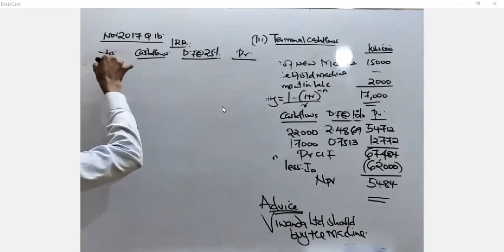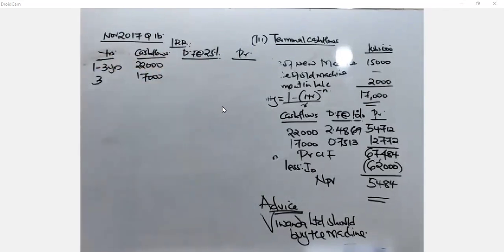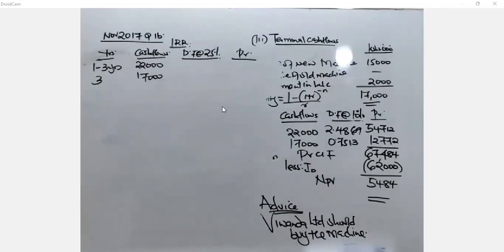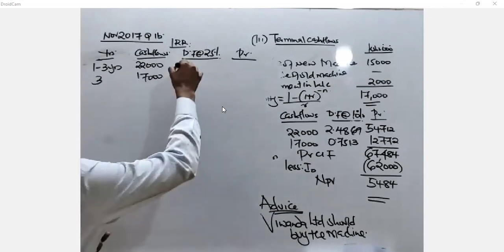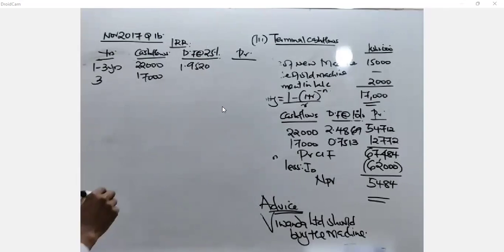So we have years 1 to 3. The cash flow we got is 22,000, and year 3 was 17,000. I just need to use the formulas. For the annuity, we use our formula here. Once you take your calculator, our rate now becomes 25, so it will be 1 plus 0.25, raised to the power negative 3, 1 minus the answer, divided by 0.25. We are getting 1 point something. Even if you go to the table, this is what you are going to get. Now the other one, for 17,000, will be 1.25 raised to the power negative 3, getting around 0.